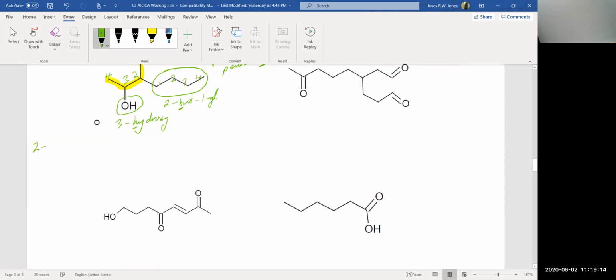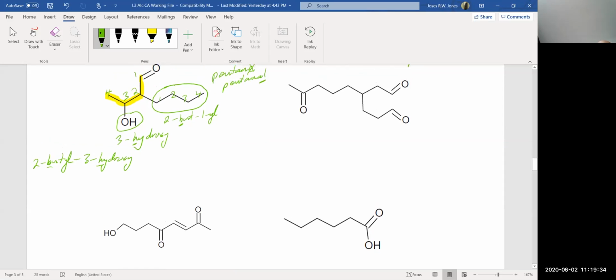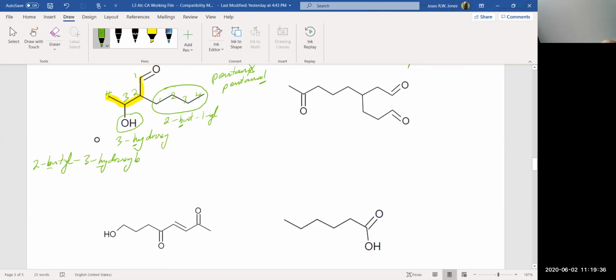So we have a 2-butyl. But-1-yl is just butyl. 2-butyl followed by a 3-hydroxy. Why? Because B comes before H. Butanal, with the -al ending for the aldehyde.